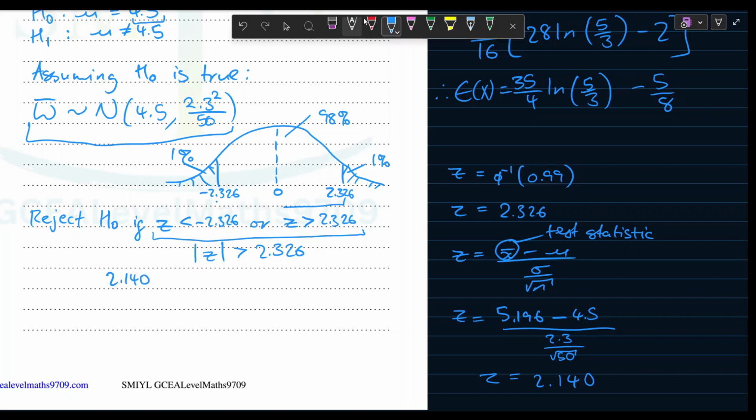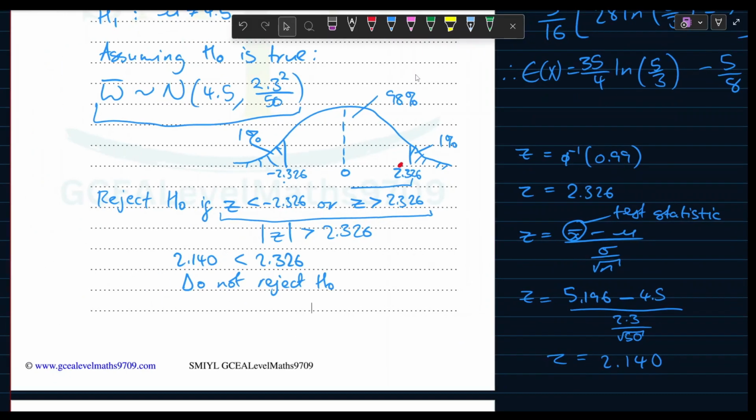2.140 we can tell would probably be somewhere here. So it is less than the 2.326. And so we're not in the rejection region, so we do not reject H naught. Do not reject H naught. And we conclude that there is insufficient evidence.